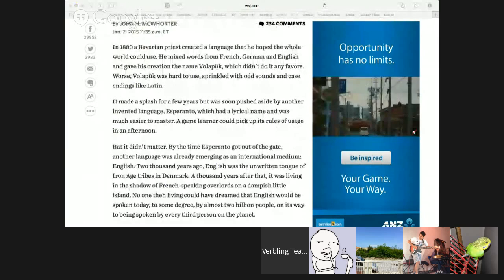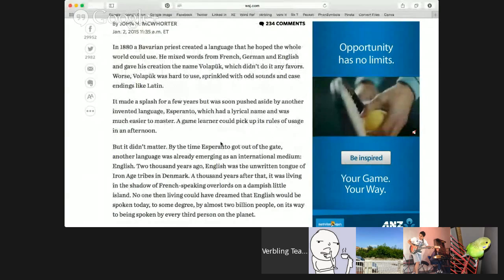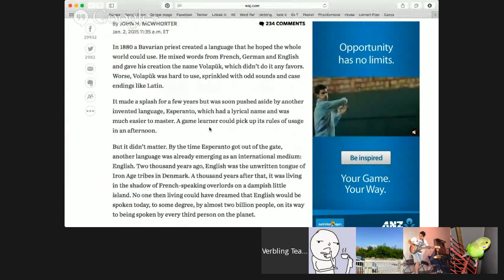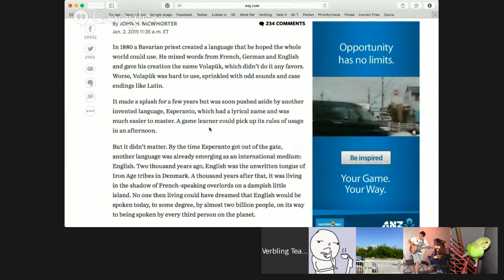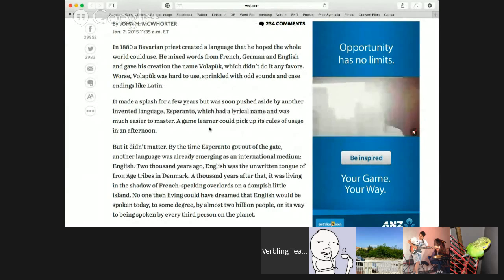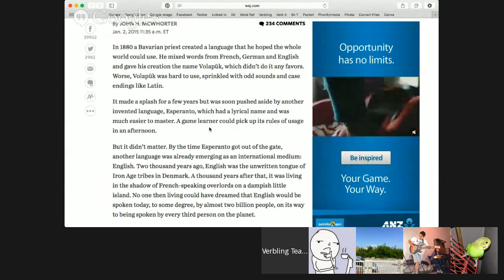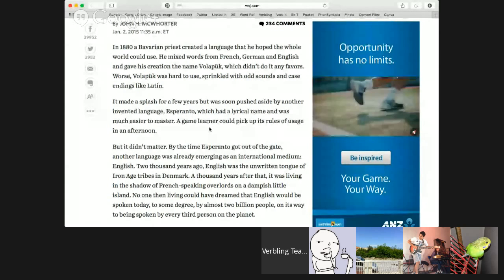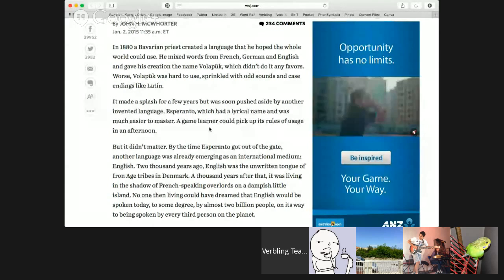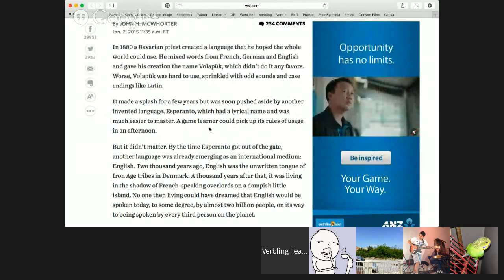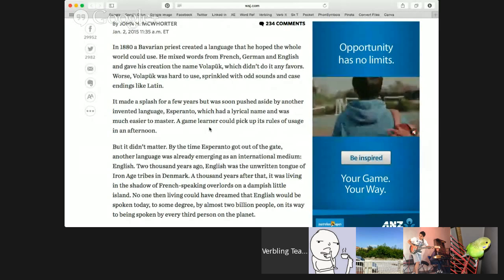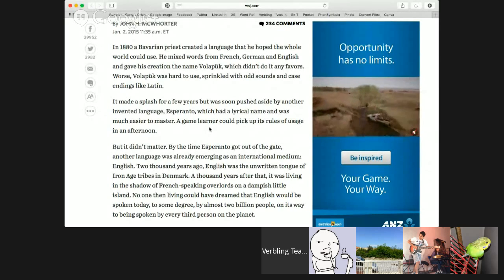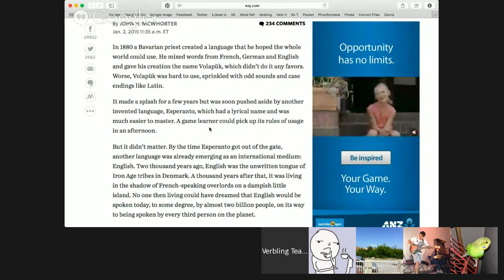I'm going to start from the other end, and I'm going to get Ono to start us off with some reading, please. Sure. In 1880, a Bavarian priest created a language that he hoped the whole world could use. He mixed words from French, German, and English and gave his creation the name Volapük, which didn't do it any favors.